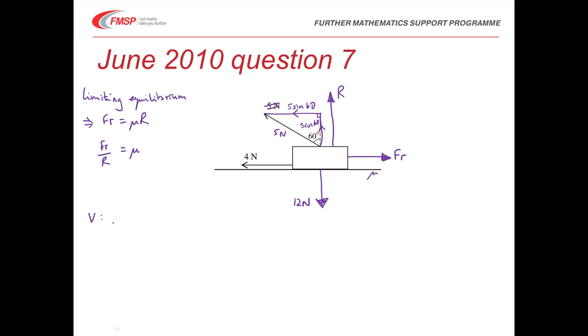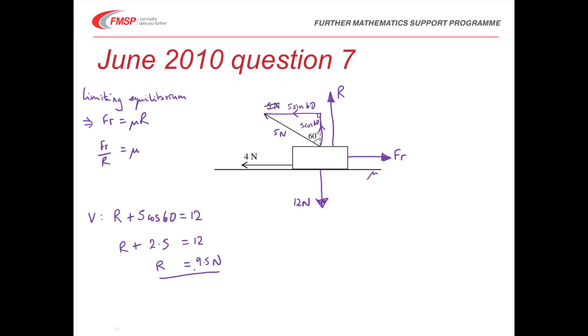So vertically, upwards I have r plus 5 cos 60. That's equal to the only downwards force, the 12 newtons weight. Well, rather conveniently, cos of 60, as I expect you know, is 0.5. So 5 cos 60 is 2.5, and I've got r plus 2.5 equals 12. That means I can simply take 2.5 from both sides and get r equals 9.5 newtons exactly.